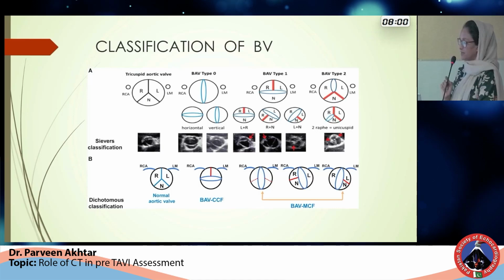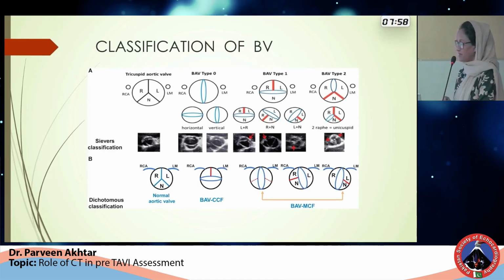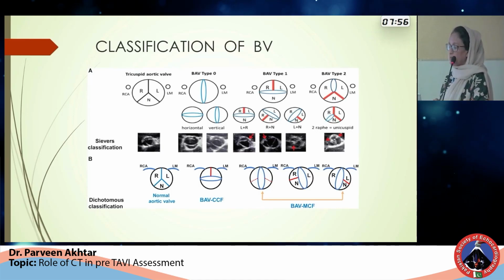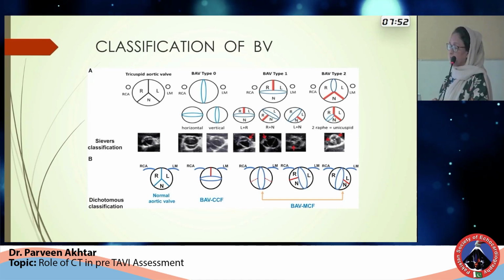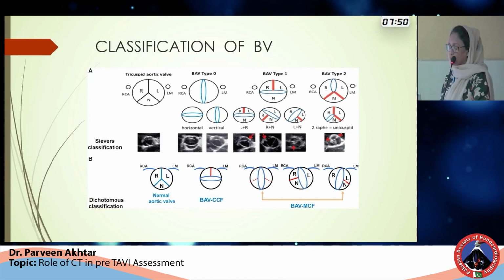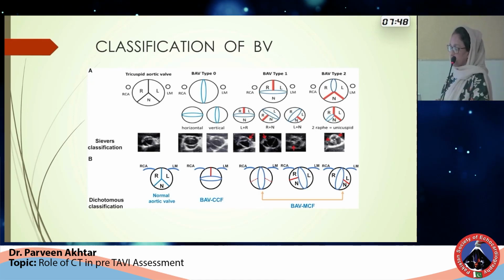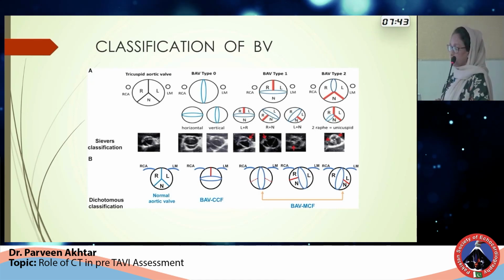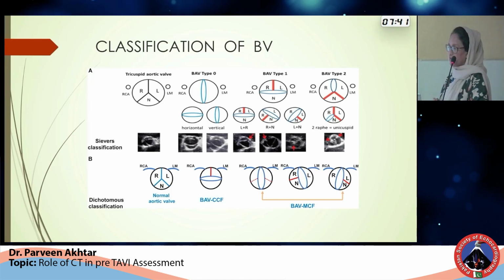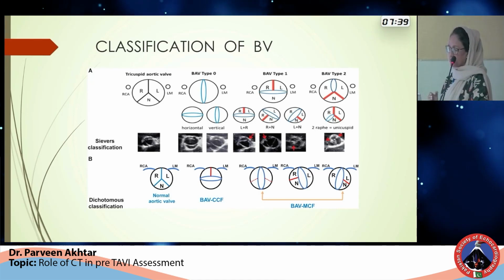Then we come to the bicuspid valve. Bicuspid valve is very common in our population. About 65 to 70% of the patients who come for TAVI are bicuspid. We follow the Sievers classification. Type 0 is the one with two cusps, and you have to define whether the cusps are anterior-posterior or right-left.